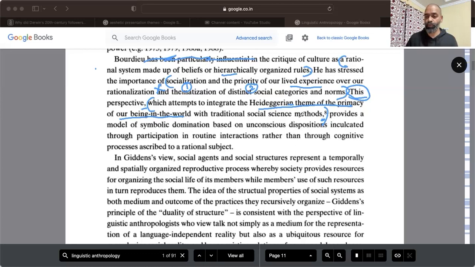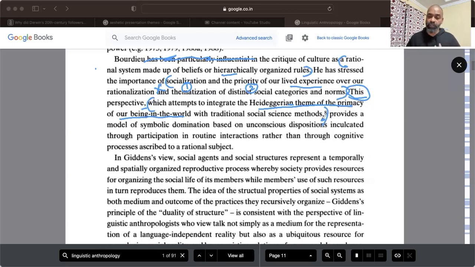Okay, so it integrates these two, that perspective. This perspective, the double comma pair, basically is brackets, right? So the actual sentence is, this perspective provides a model of symbolic domination, okay, based on unconscious dispositions. What is disposition? It's what you are inclined to do, okay? What you feel like doing or what you do subconsciously is a disposition. So, model of symbolic domination based on unconscious dispositions.